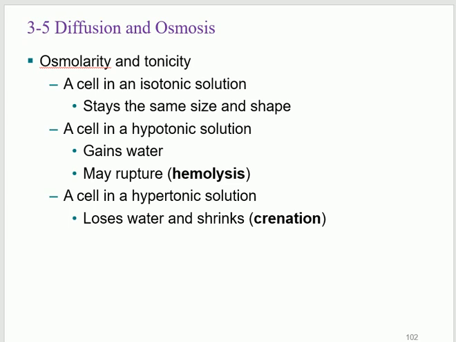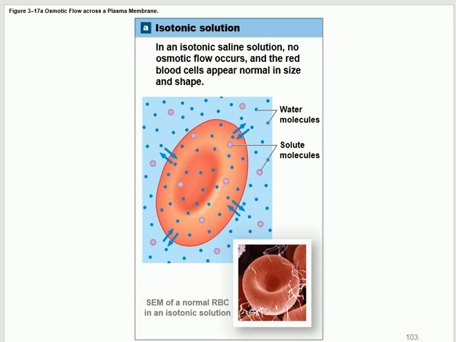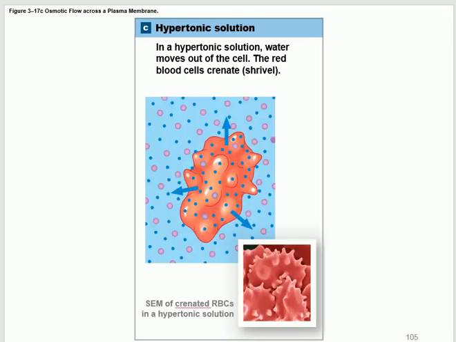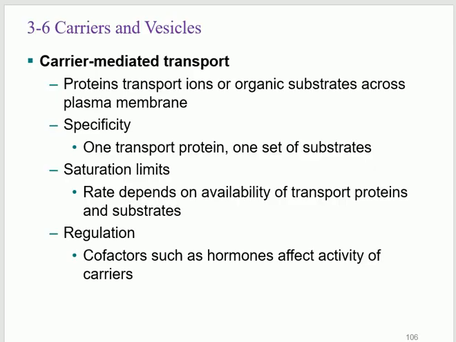Nothing is going to happen if it is equal. So here it is. Nothing happened, versus in hypotonic, it's going to swell, then rupture, hemolysis. In hypertonic, it's going to shrink, and we call it crenation. This is for the first type, which is passive, which is diffusion and osmosis. Clear? Diffusion and osmosis. This is passive.